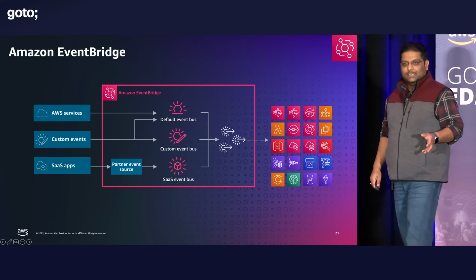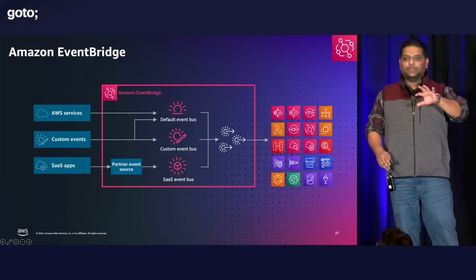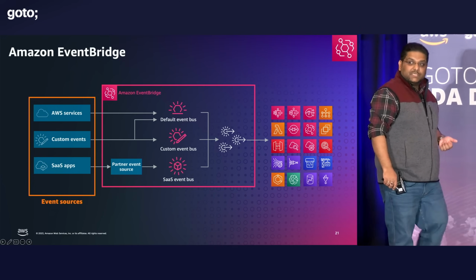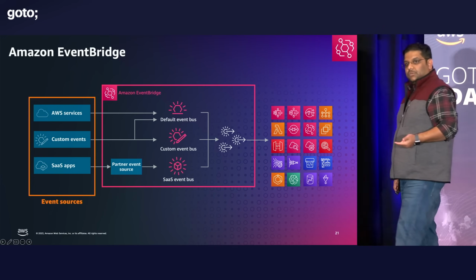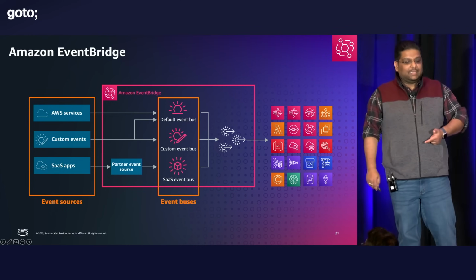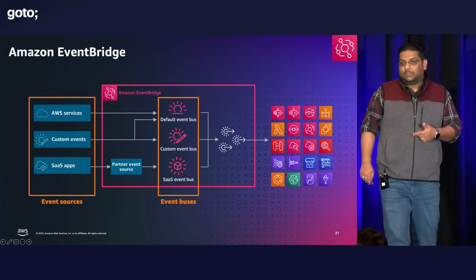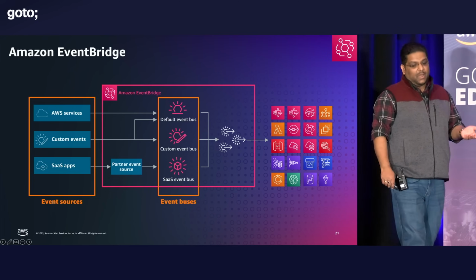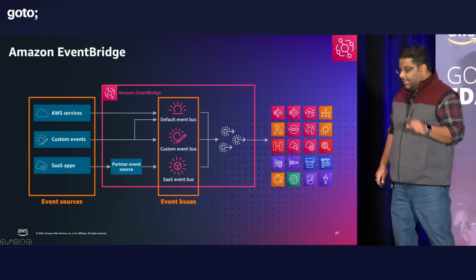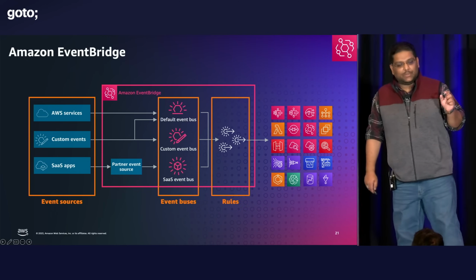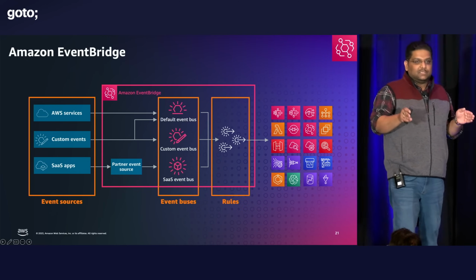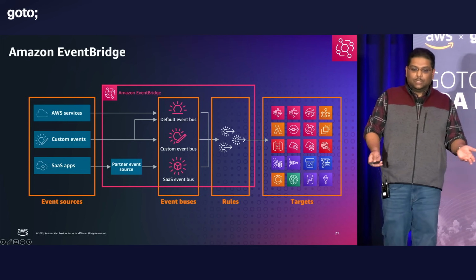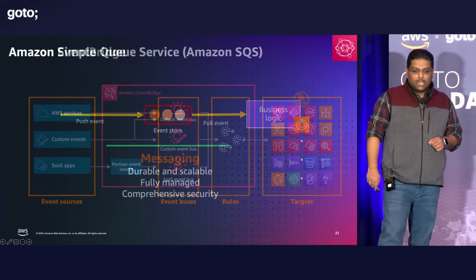EventBridge provides you a mechanism as an event router, which decouples producers from consumers. And basically with EventBridge, you have event sources, which can be AWS services or your custom events, or they can come from any partners. And then you have a bunch of buses that you can define. That can be a custom event bus, or you can use the default event bus. Or for partners, you have a partner event bus. The main power of EventBridge comes when you define a rule where you have embedded business logic, and that rule defines which target to hit. So that's your EventBridge.